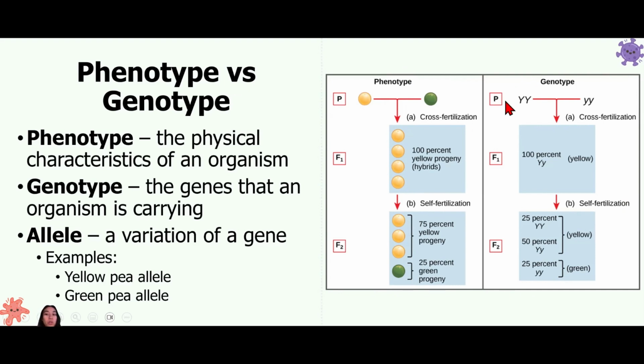Now, if we were to do it under genotype, it would look something like this. And so in the next slide, I'm going to explain what these letters mean and how we designate dominant versus recessive. But an allele is just a variation of a gene. So the yellow allele versus the green allele for the pea color, or purple versus white for the flower color.